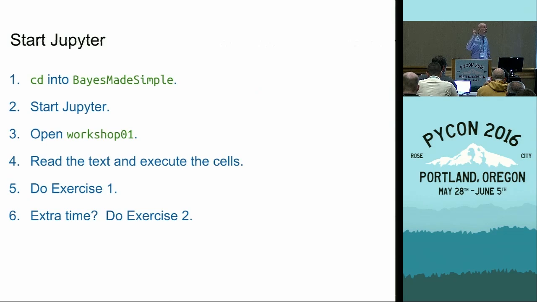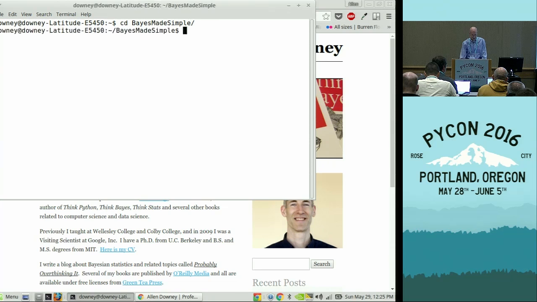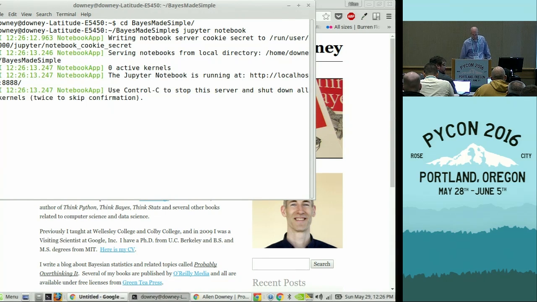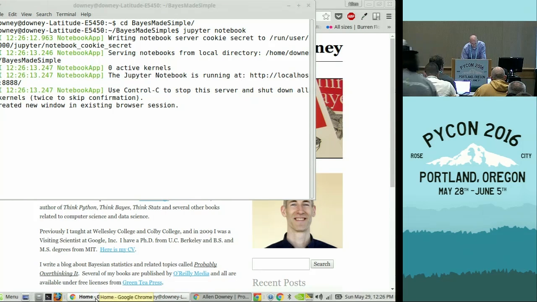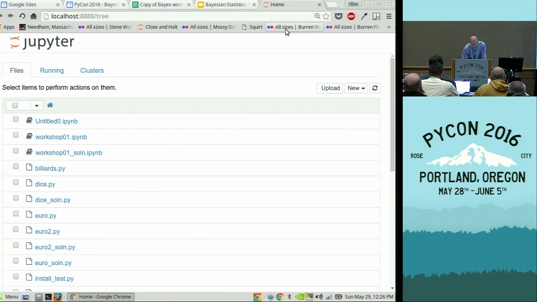So hopefully you have already downloaded the repository that has my code in it. That's called Bayes Made Simple. You should be able to cd into that directory, and then run Jupyter Notebook. And whatever browser you were most recently working with, it should connect to that browser and open up a window for you. And let's see if that works for me. If it doesn't, there's a backup plan. Nah, it went into a different place. That's all right. Good. OK.